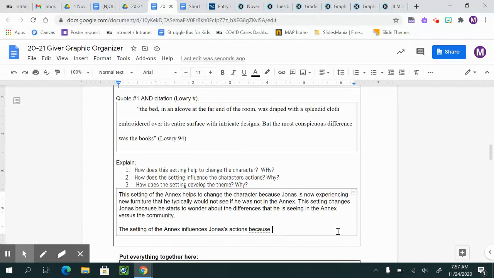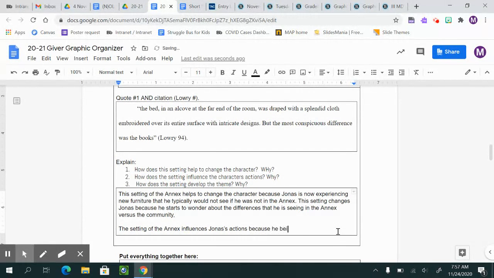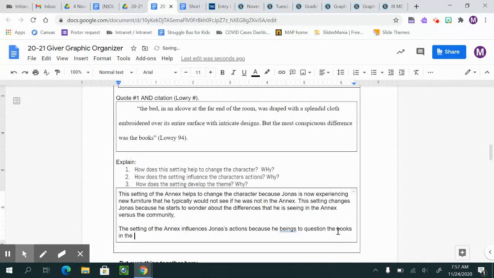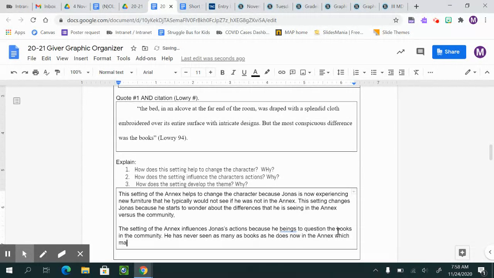So the setting of the annex influences Jonas' actions because he begins to question the books in the community. He has never seen as many books as he does now in the annex, which makes him question what he is seeing. He does this because, okay? And then you add on to how he does this because. Then finally, you have how it helps develop the theme.